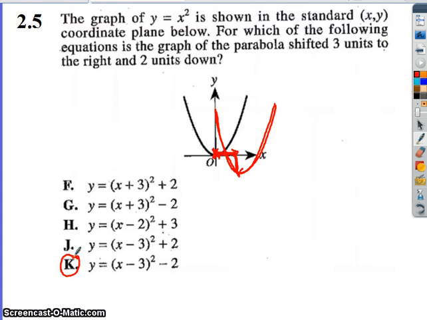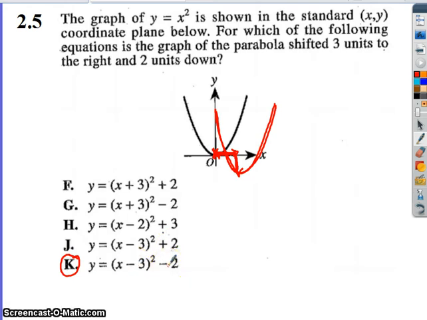If you put all of those in and check where they move, this one is actually going to move left 3 and up 2. That one will go left 3, down 2. This one will go right 2, up 3. And this one will go right 3, up 2. This one will go right 3, down 2.